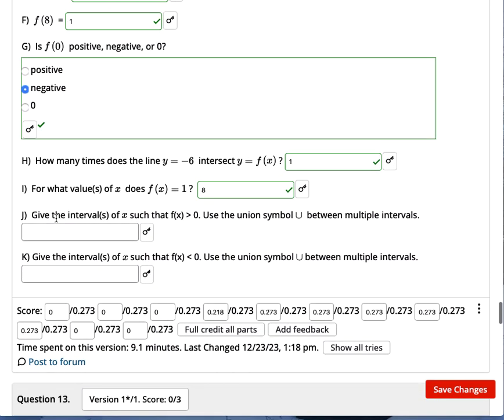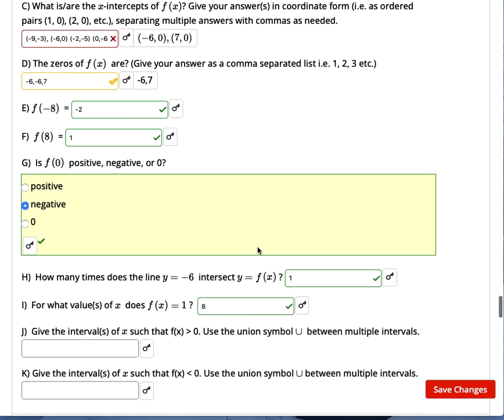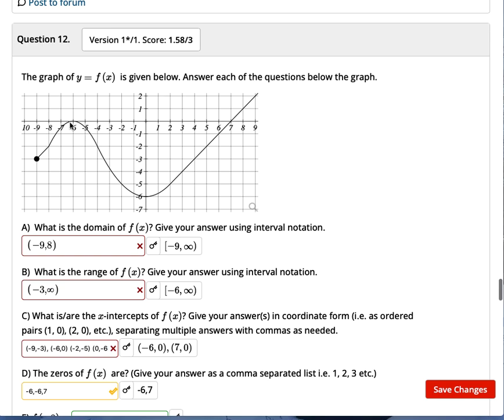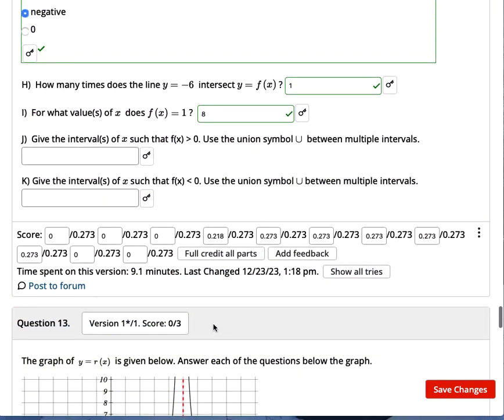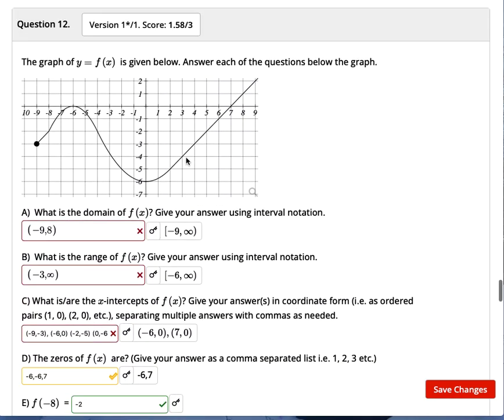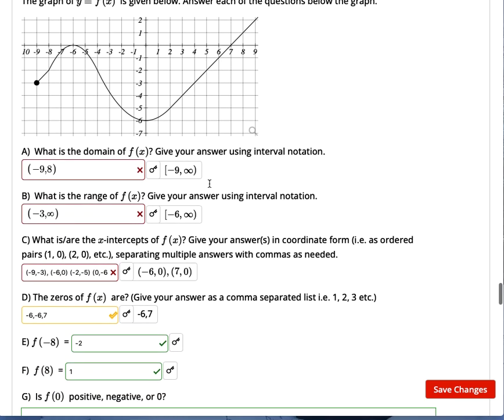Oh, and then down here, given the intervals such that f of x is greater than 0. Okay, so that is asking was it equal to? Look at that one more time. Not equal to. Okay. So where's the graph greater than 0? So it's greater than 0 if it's above the x-axis. Those are the positive values. So for this we would say from 7 and then to infinity, and we would have a parenthesis on the 7.